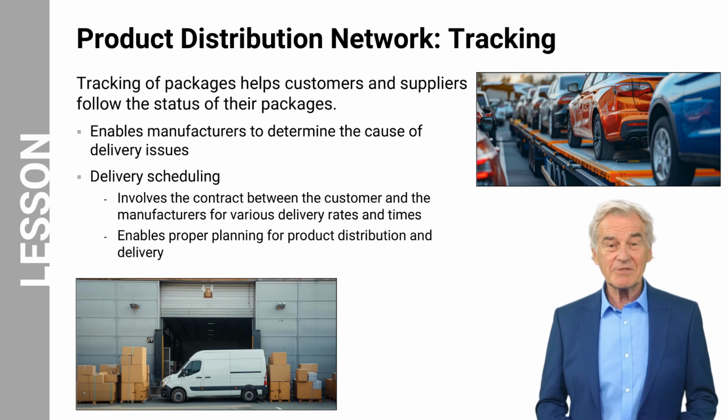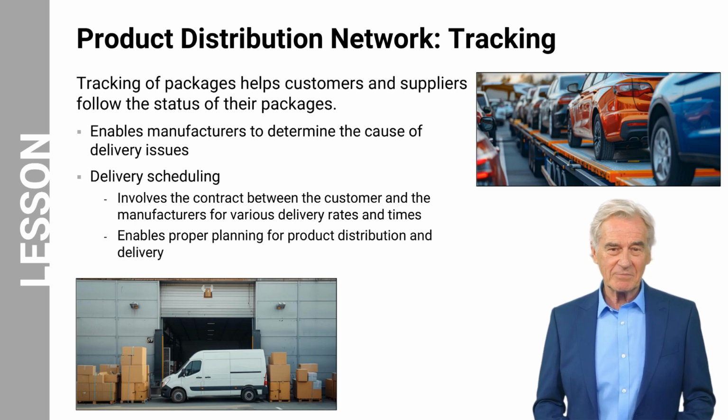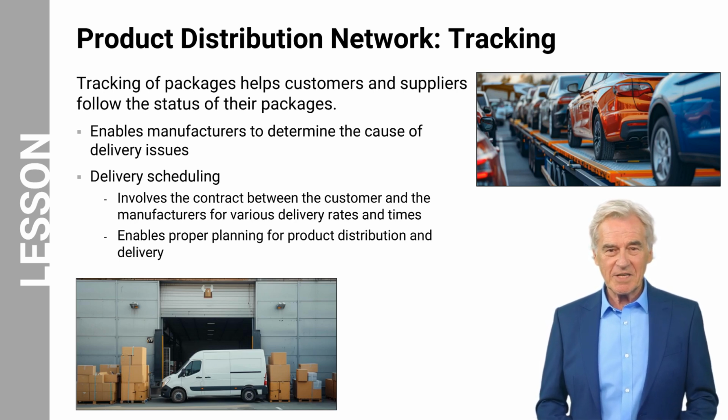Package tracking systems allow both customers and suppliers to monitor shipment status while providing manufacturers insight into delivery issues. The delivery scheduling process establishes contracts between customers and manufacturers, specifying delivery rates and timing requirements. This scheduling enables companies to properly plan their product distribution and delivery operations, ensuring efficient movement of goods through the supply chain.